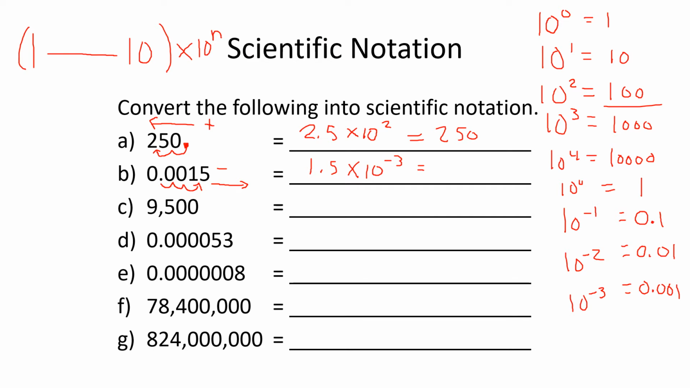All right, C. What do you guys get for C? 9.5 times 10 to the, how many? Well, I moved it 1, 2, 3. So yeah, to the third. D. 5.3 times 10 to the 1, 2, 3, 4, 5. Yeah, negative 5 though. All right, negative 5. Remember, if you move that way, negative 5.